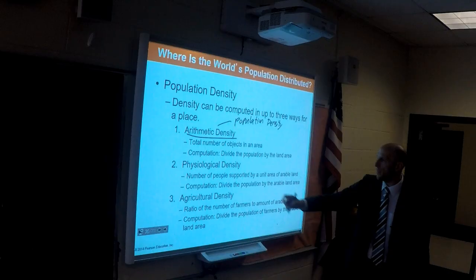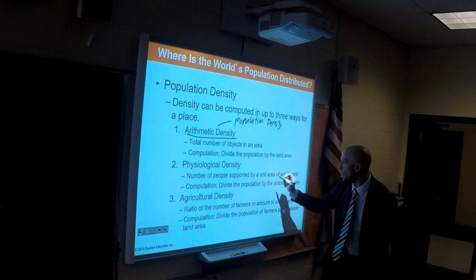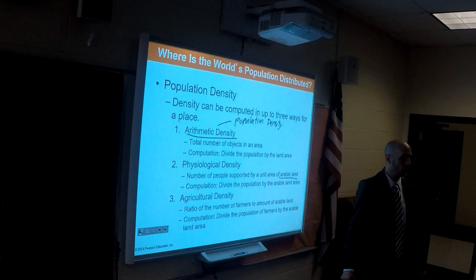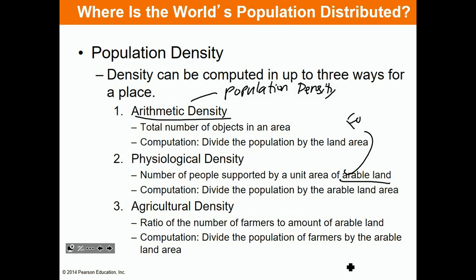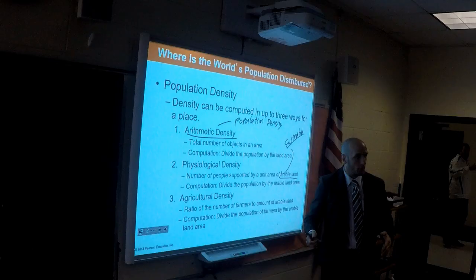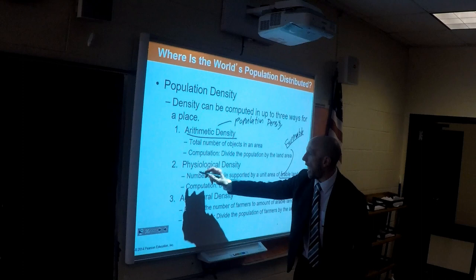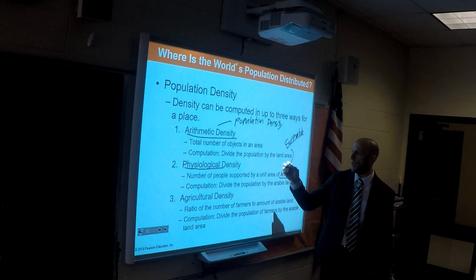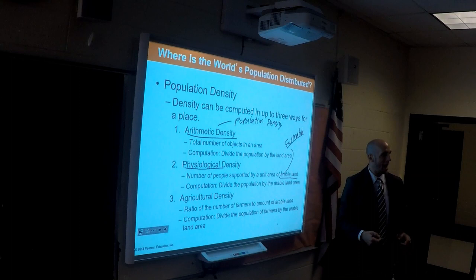All right. Physiological density is going to be the number of people supported by a unit area of arable land. What do we mean by arable land? It means farmable. In other words, a place where you can have farmland or support agriculture is going to be arable land. So this is what physiologic density is, and it's super important we understand that distinction, because sometimes the numbers here can be really high when the numbers here are not so high. It has to do with how you're trying to characterize population density or distribution.